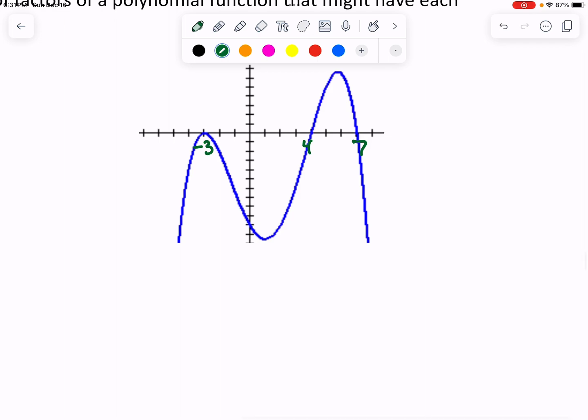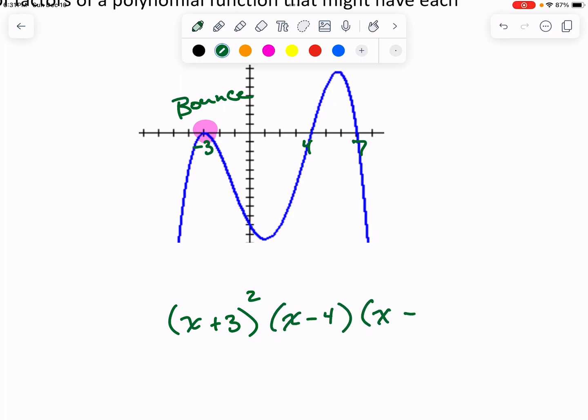When we have a graph that bounces on the x-axis, as we can see that happens here at -3, a bounce will be a double root. That one will get an exponent of 2. When it crosses smoothly, it's a single root. So this factor will be x plus 3 squared, because it bounces. A bounce will be a double root. X minus 4 and x minus 7.